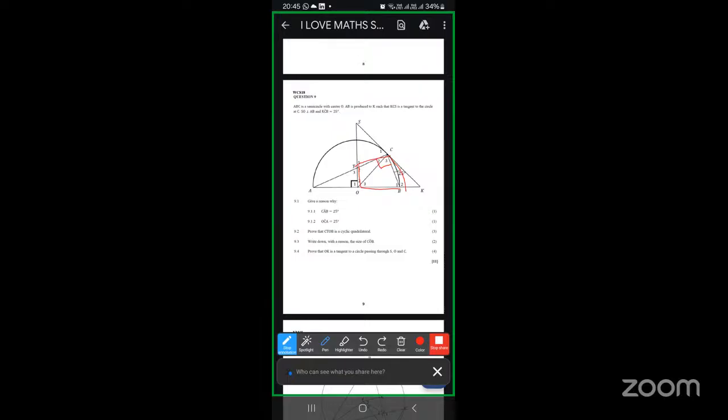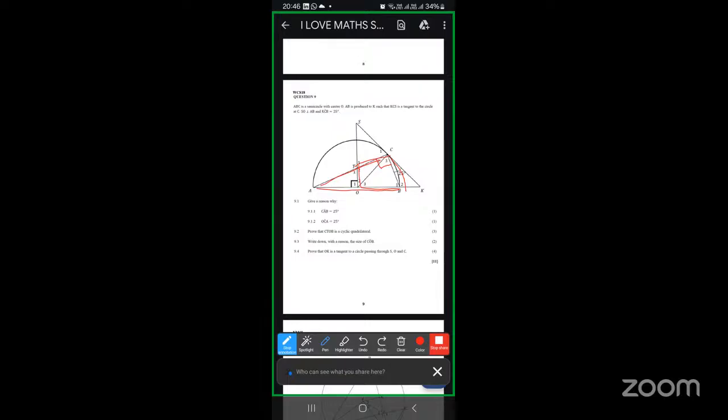90. Why are you saying it's 90? And now we want to know the reason behind that. Why are you saying it's 90? Because of the theorem, angle in a semicircle. This is the semicircle, so that angle right there is 90 degrees. Do you get that?